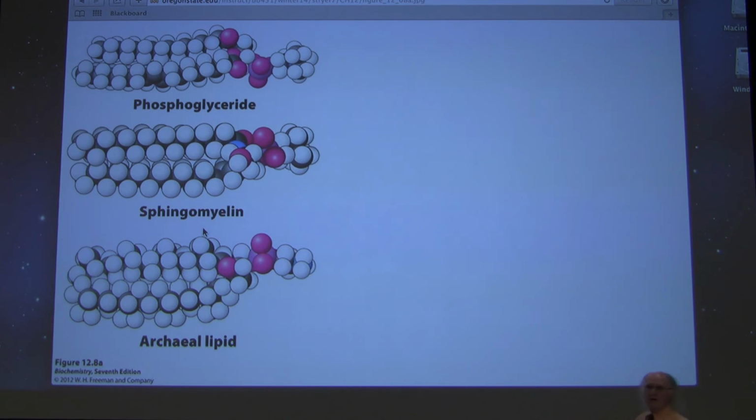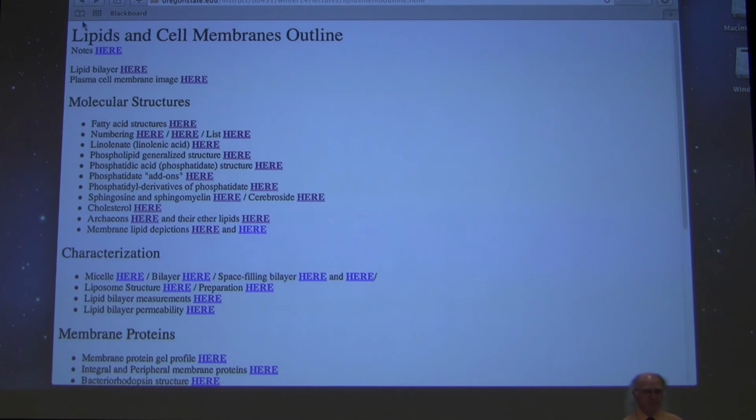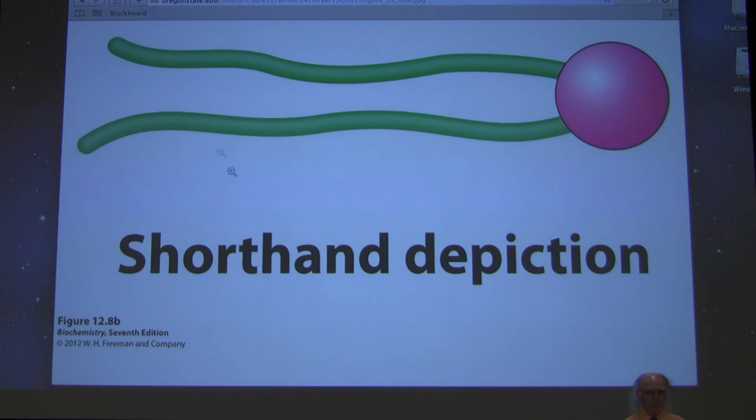This now schematically shows you what a phosphoglyceride, which is what I call a glycerophospholipid, or a sphingomyelin looks like, or in this case, an ether lipid. Archaeans are the cells that live in these vents. As you can see, at first glance, they don't look that different from each other. They resemble each other. And that's important because they all have to play together and work together inside of a membrane.